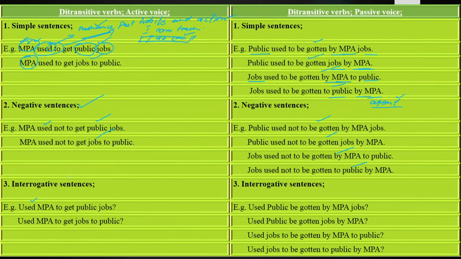And in the same way, interrogative sentences, those sentences in which we ask a question. Did MPA use to get public jobs? Did MPA use to get jobs to public? Did public use to be gotten by MPA jobs? Did public use to be gotten jobs by MPA? Did jobs use to be gotten by MPA to public? Did jobs use to be gotten to public by MPA?